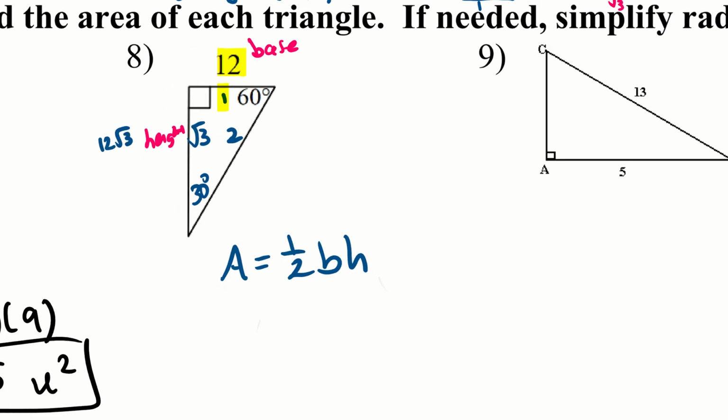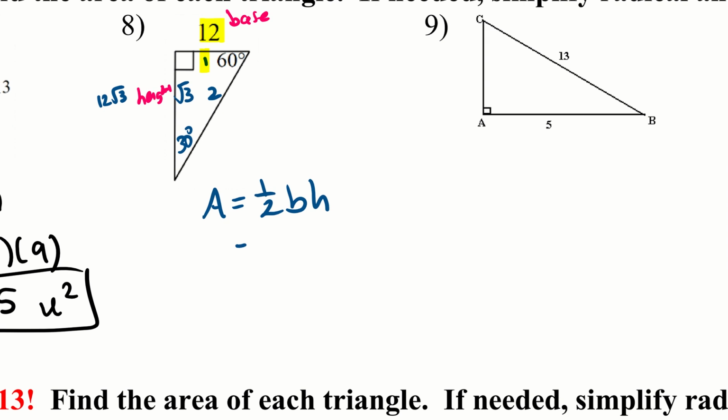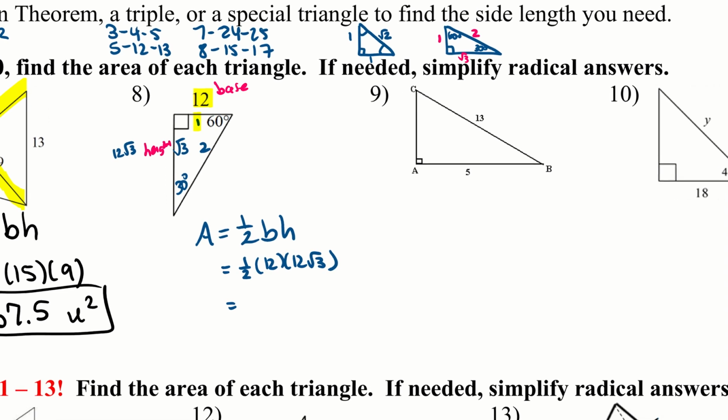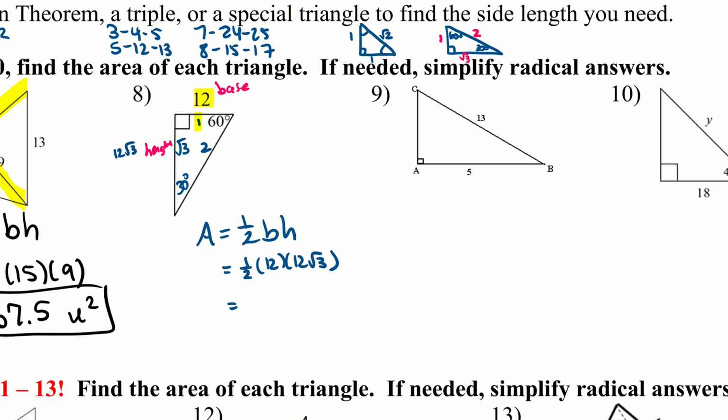And now I can go back to my area formula. This would be 1/2 of the base times the height. You might wonder, how do I handle the √3? The directions tell us to simplify radical answers. Another way that this could be interpreted is that we don't want decimal answers.